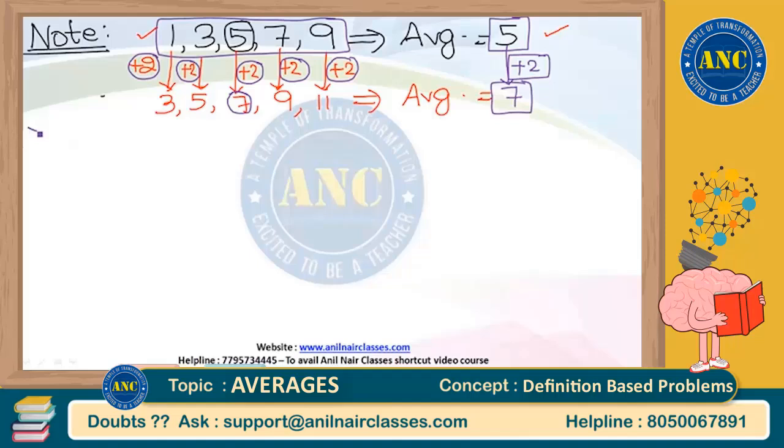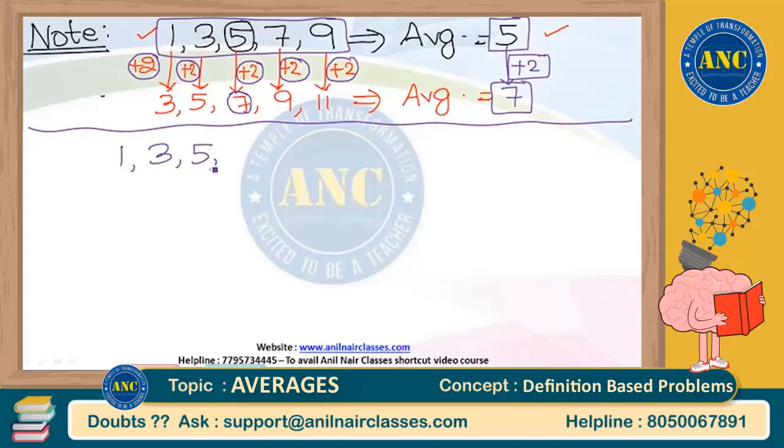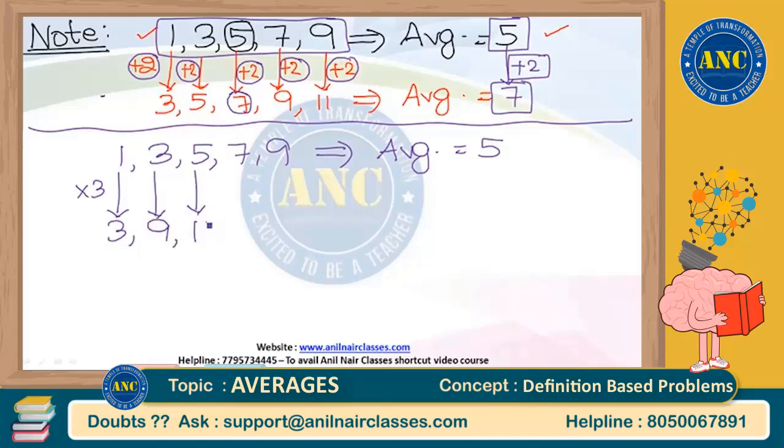Now, suppose, for example, let me take another operation on the same series, for your information. Original series is 1, 3, 5, 7, 9. Original average is 5. I will multiply each number by 3, for example. 1 into 3, 3 into 3, 5 into 3, 7 into 3, and then 9 into 3 is 27. I will multiply each number by 3.